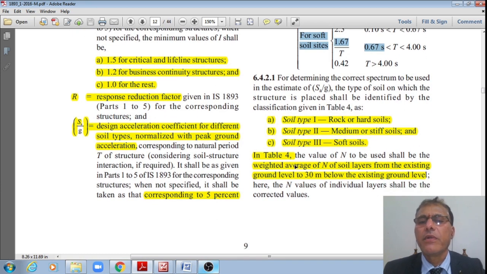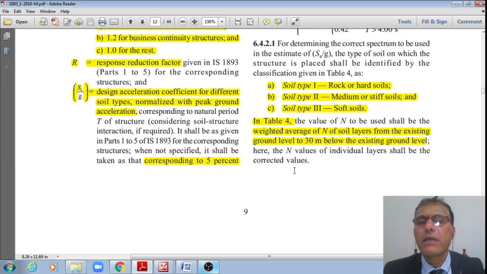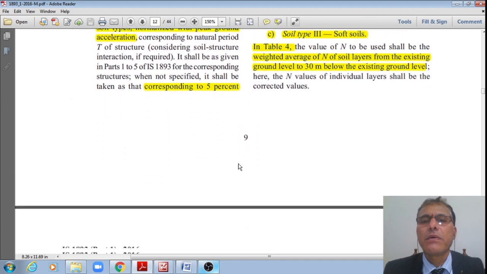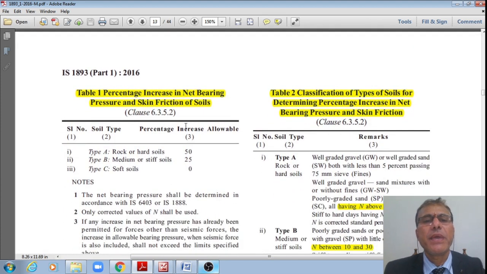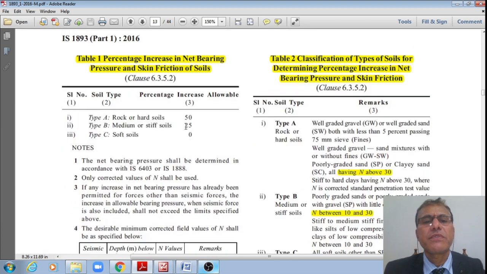Now in Table 4, the value of SPT, the standard penetration test value, to be used shall be the weighted average of N of the soil layers from existing ground level to 30 meters below the existing ground level. That is how it is in Table 4. Now let us see Table 1, percentage increase in net bearing pressures and skin frictions of the soil, student.